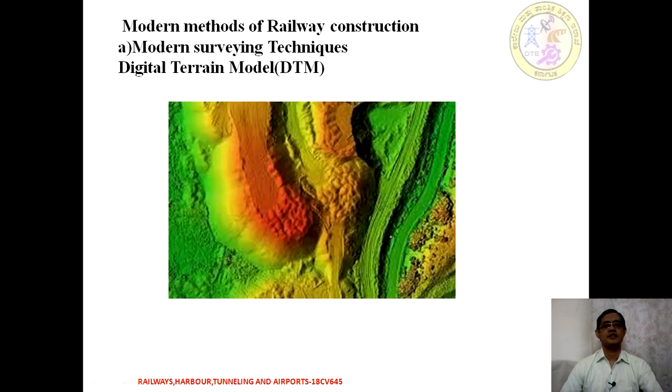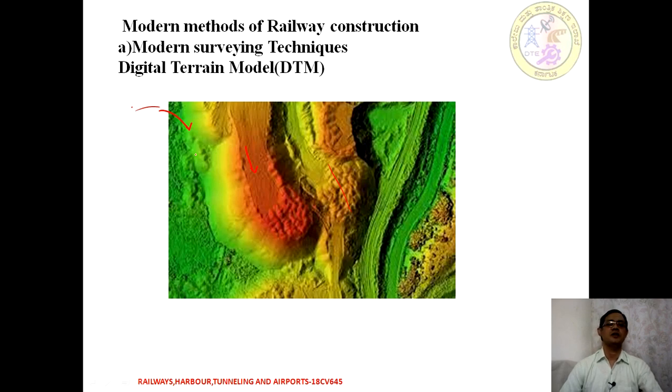The next method of surveying is digital terrain modeling. In this one, the exact terrain condition is modeled based on satellite imagery. In the terrain model we can see green and red colors, which are variations in color. Each color indicates vegetation, a water body, or a forest.